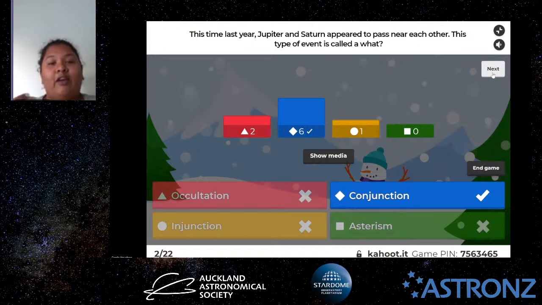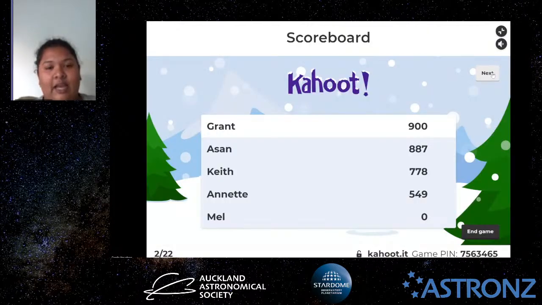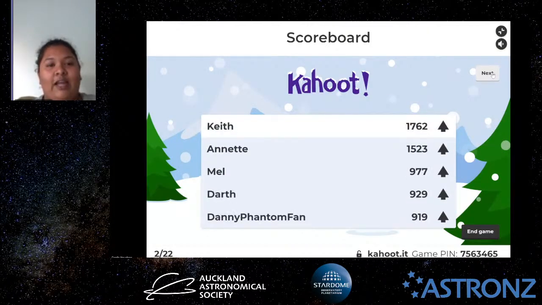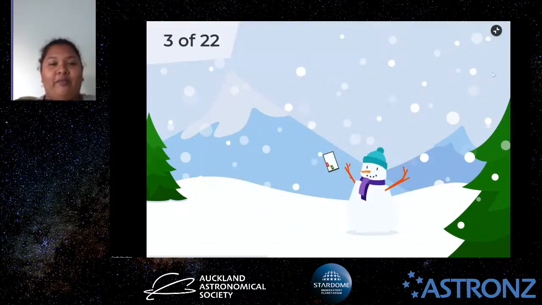Awesome, good job if you got that correct. Looks like most people got the right term. This is what we call a conjunction. All right, let's move on to the next question and see how we go. All right, Grant has definitely been knocked off the top there. Keith, Annette, and Mel are leading in the top 3. Let's see how we go.